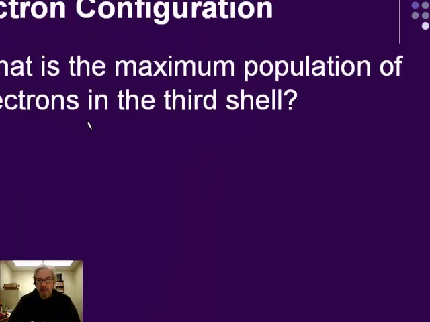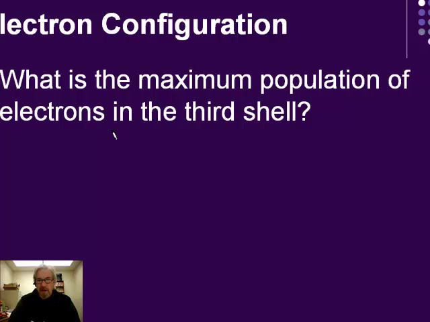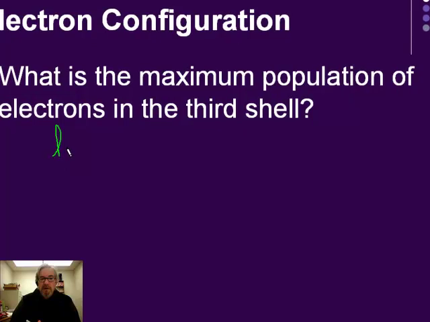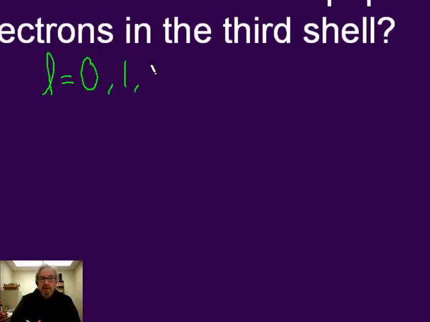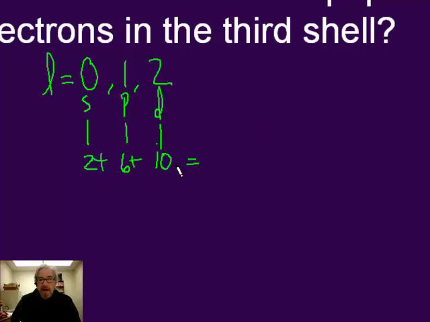So what's the maximum population of electrons in the third shell? Well, we saw that when N is 3, L can be 0, 1, or 2. And a 0 or an S sublevel can contain 2 electrons. And then we saw that a P can contain 6 electrons. But L equals 2, which is a D sublevel, can contain 10 electrons because it has 5 possible orbitals. So if you add up 6 and 2 and 10, you find out that the total number of electrons that could possibly fit in the third shell is going to be 18.